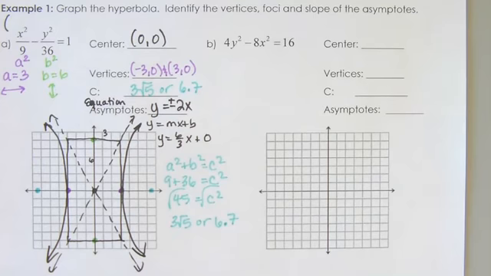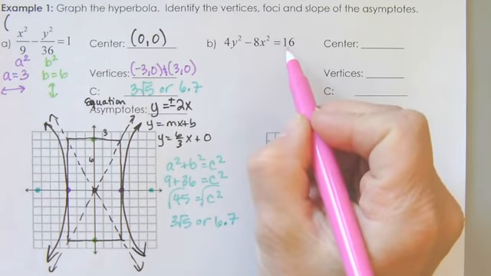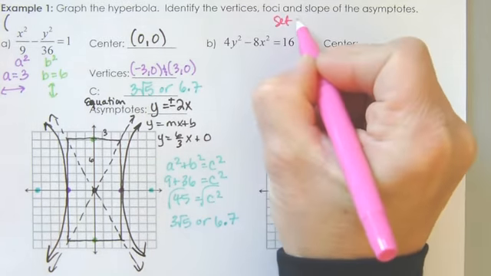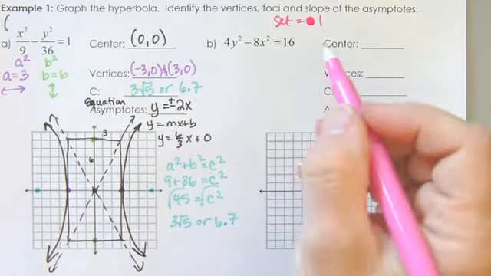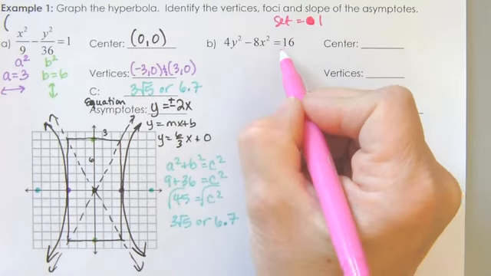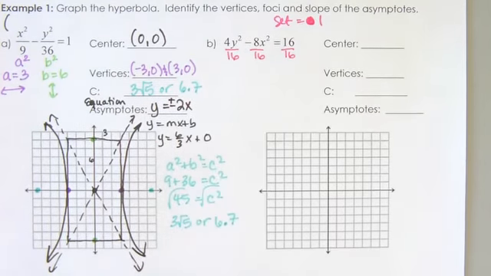Okay, if you look at this one here, we've got a little bit of an issue. This one is not equal to 1, and our standard conic form is always going to be equal to 1. So make sure it's set equal to 1. I don't know why I put a 0 there. Set it equal to 1. So I'm going to divide everything by 16 to make sure that it's equal to 1.